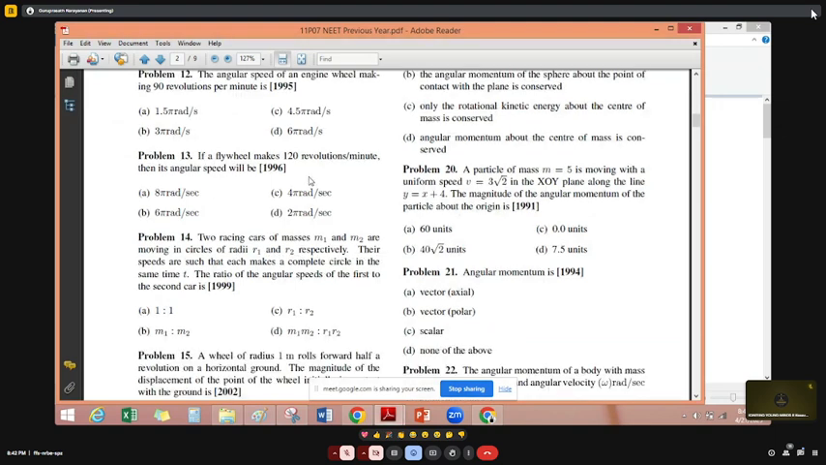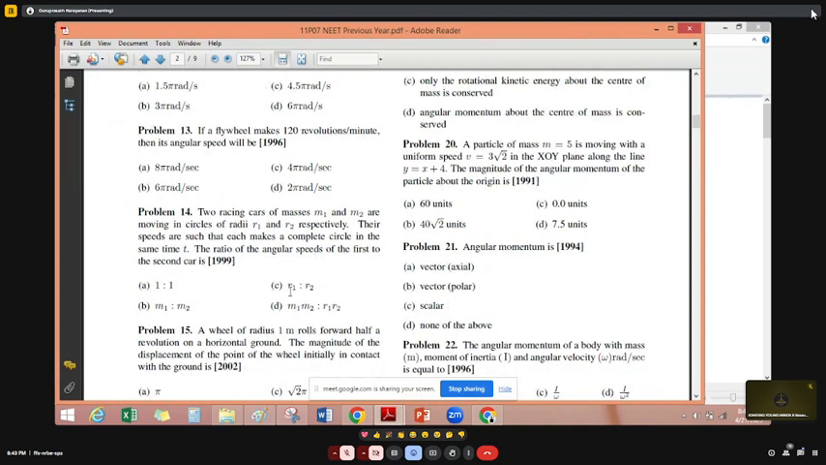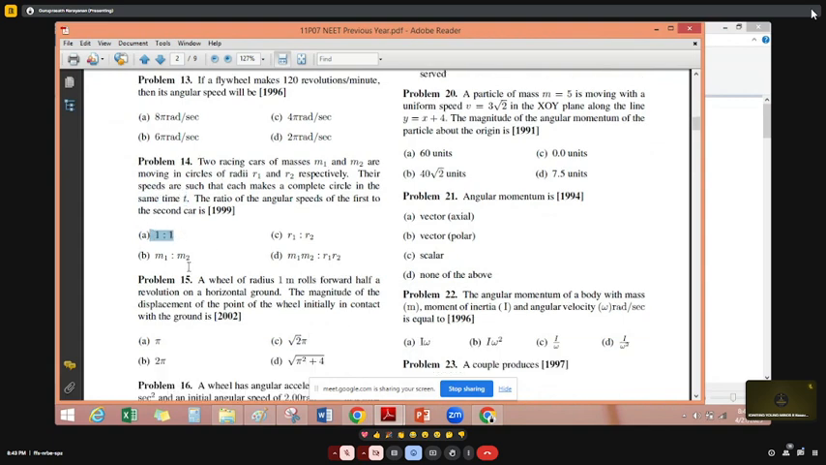Same thing, 120 revolutions per minute, so I'm going to leave it to you. This is also the same, you will get 1:1, because they said it completes the circle in the same time. So read through it yourself later. It is the same as what we discussed, so it will be 1:1.